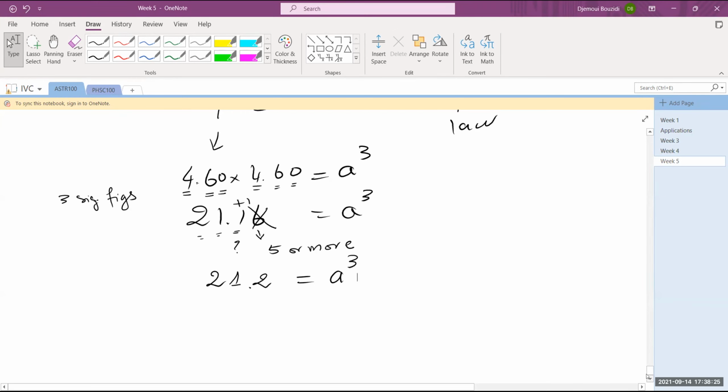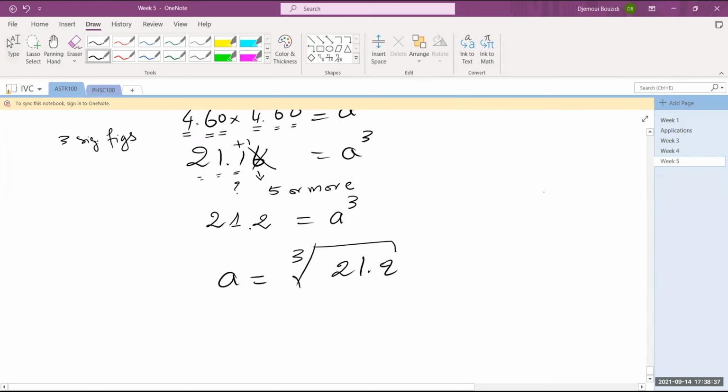That means I have to really use a calculator to find A. I cannot do it without a calculator. So it's a cubic root of 21.2. But I can have a guesstimate at it. I can check the numbers. What is 1 times 1 times 1? Is this more or less, that's the choice, than 21.2? That's a question I really need to ask. The answer, of course, 1 times 1 times 1 is 1, and it is less.